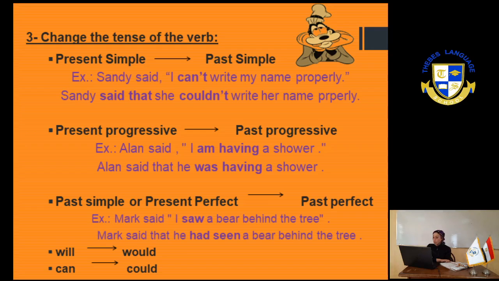Mark said, "I saw a bear behind the tree." I saw, this is past of course, I saw a bear behind the tree. Now, please, can I ask you to do something that will help you a lot in order to answer these questions? First, when you see a sentence for reported speech, I want you to write beside the sentence which tense it is in. This will help you a lot in order to determine which tense you are going to use to turn it into reported speech.